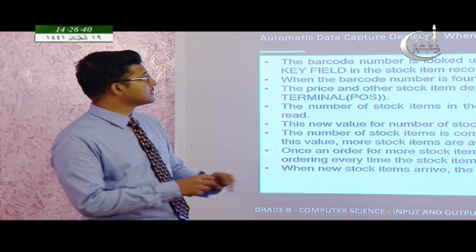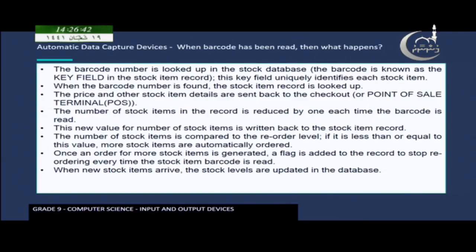Whenever an item is taken out, it will be scanned and sent to the database, so that particular item's number will be reduced by 1. The same process repeats again and again until it reaches the minimum stock level. Once it reaches the minimum stock level, it will ask for a reorder. Whenever new stock comes, it will be automatically updated in the database. This is the basic concept of how we use a barcode for a stock control system.